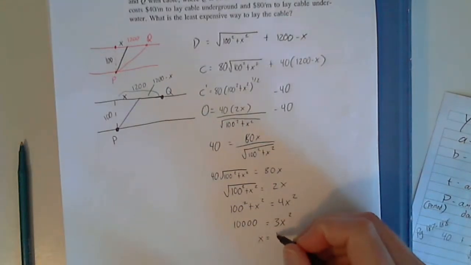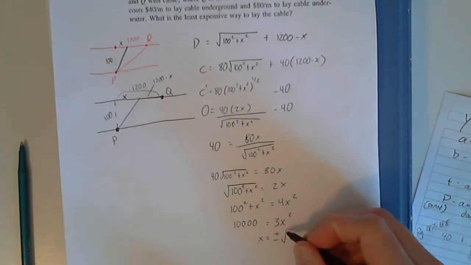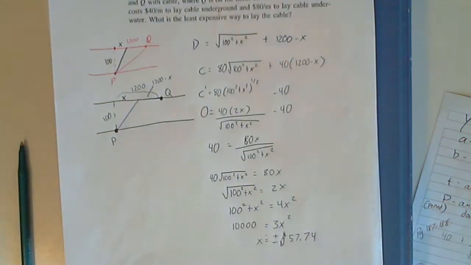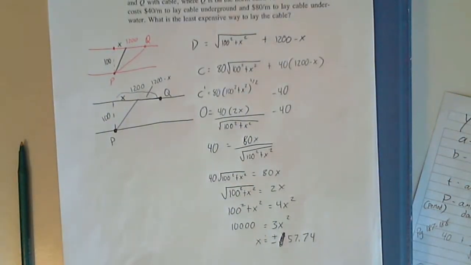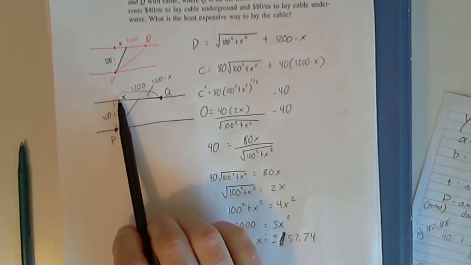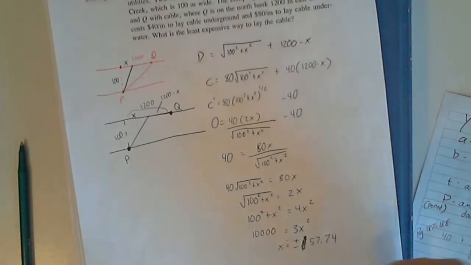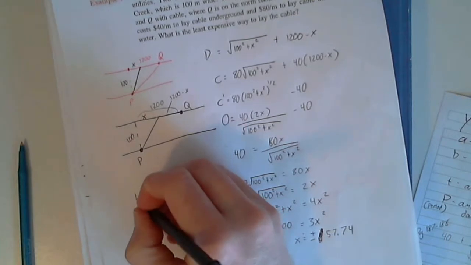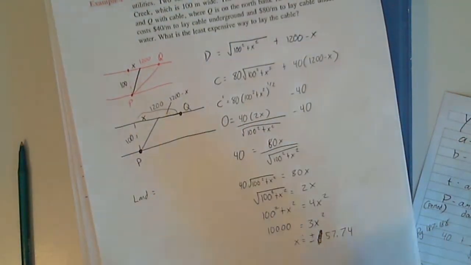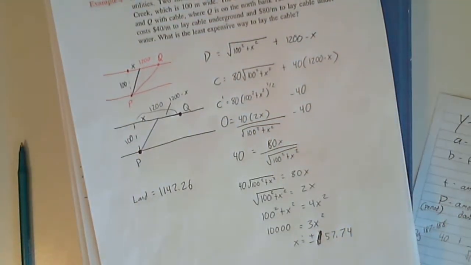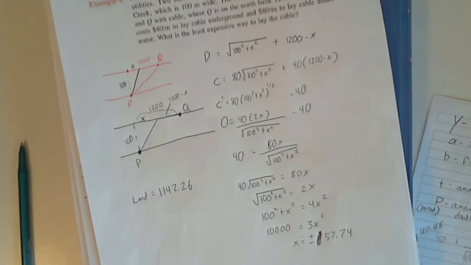I get x is equal to plus and minus the square root of 10,000 over 3, which is 57.74 roughly. Which means that this is going to be 57.74 and this is going to be 1200 minus 57.74. Which would make this land distance equal to 1,142.26. Boom, did it actually.